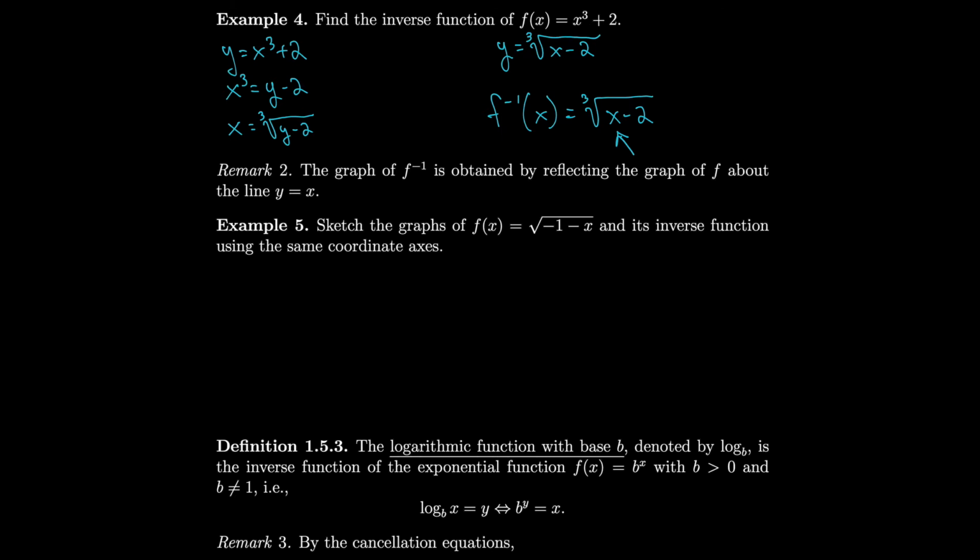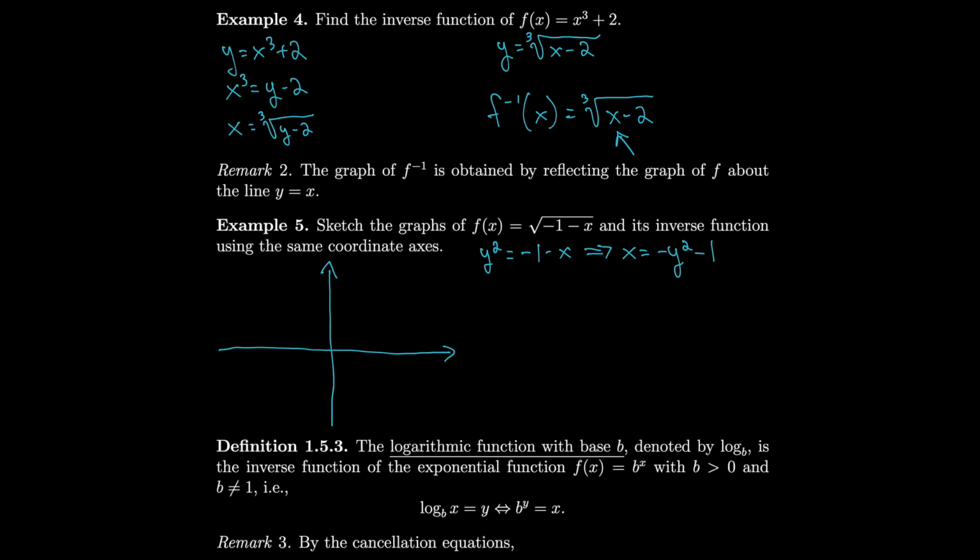So as an example, let's sketch these graphs. We want to graph f of x equals square root of minus 1 minus x. So how about we write f of x equals y. So then y equals square root of minus 1 minus x. So then y squared equals minus 1 minus x. So that implies that if we solve for x, we get x equals minus y squared minus 1.